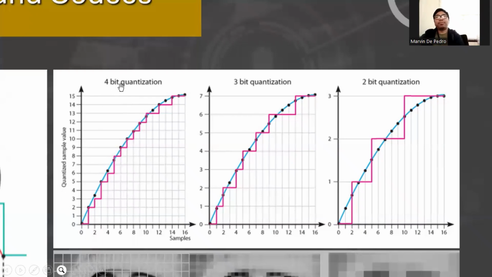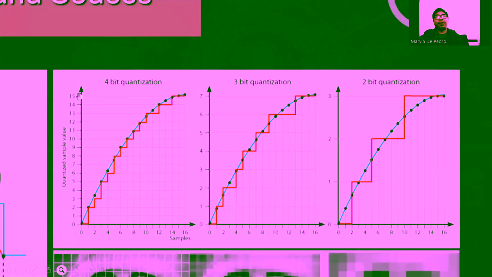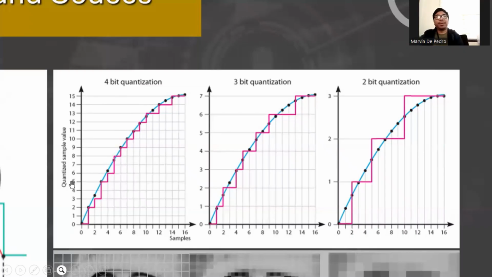Okay, now in terms of quantization, we have the quantized levels. So the higher the bit depth, or how many bits you assign to your quantization process, the more levels you have. So for example, this is a 4-bit quantization. So we can choose from a total of 16 possible values. 2 raised to 4, that's 16. So our values are 0 to 15.